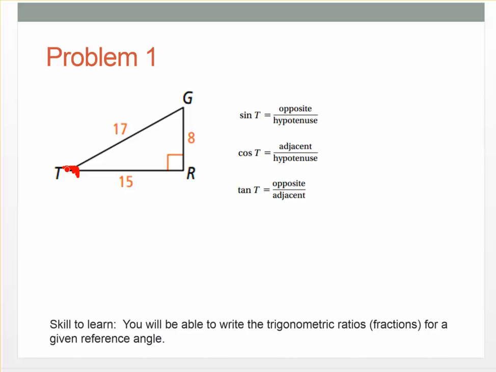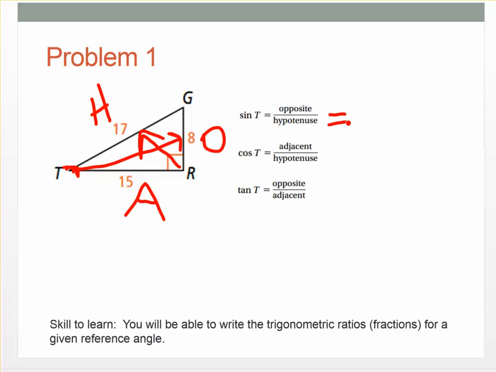So the first thing we want to do is, from the perspective of angle T, identify the hypotenuse, the opposite, and the adjacent. The hypotenuse is the one across from our 90-degree angle. The opposite is across from the reference angle, and the adjacent is the only one left over. Then we put fractions together using the numbers given here as our sides.